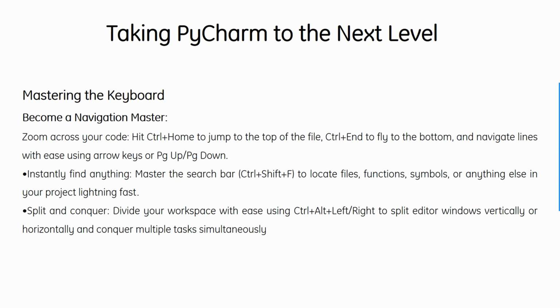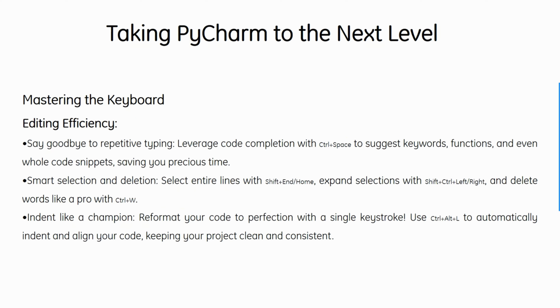Then we can instantly find anything, that is, master the search bar, which will appear when you press Control Shift plus F to locate files, functions, symbols or anything else in your project, lightning fast. And then we have split and conquer: divide your workspace easily using Control plus Alt plus left or right to split the editor window vertically or horizontally to conquer multiple tasks simultaneously.